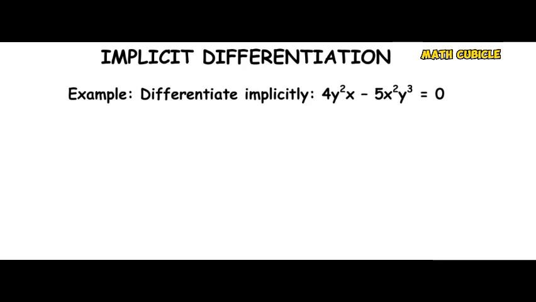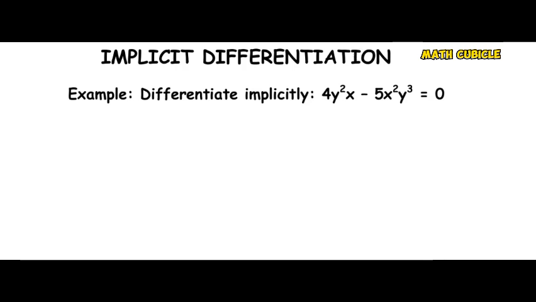Today I'll teach you how to differentiate a given expression implicitly. Now if you have an expression like this and it says differentiate implicitly 4y squared x minus 5x squared y cube is equal to 0.